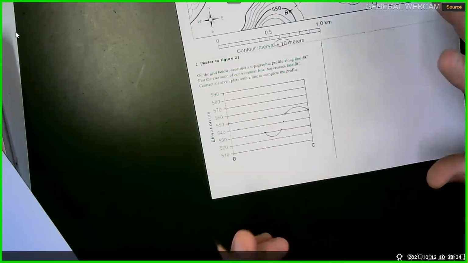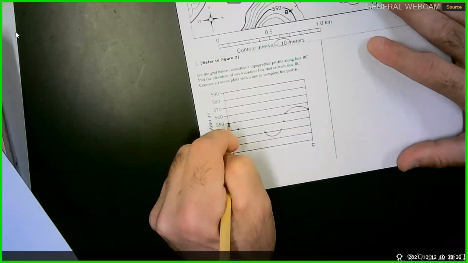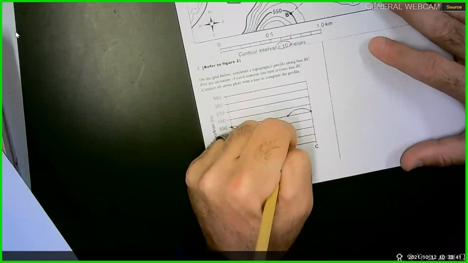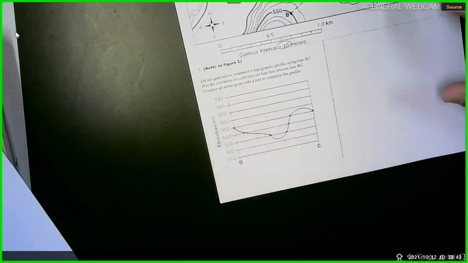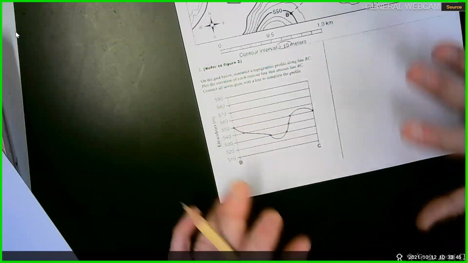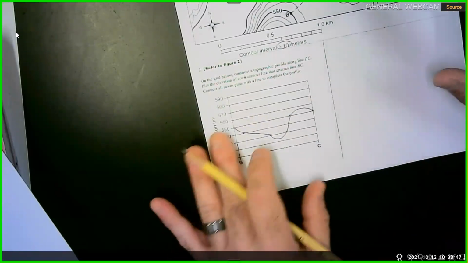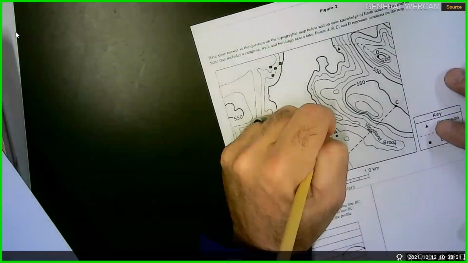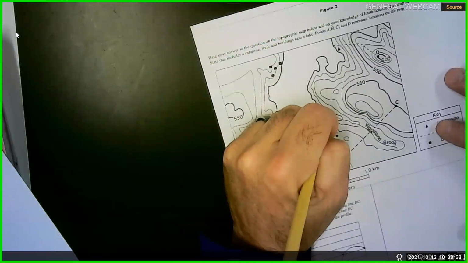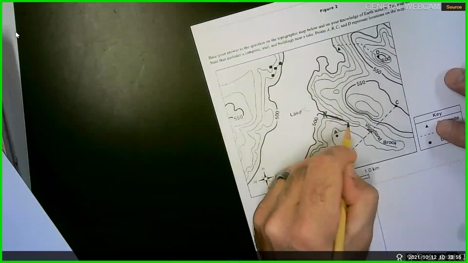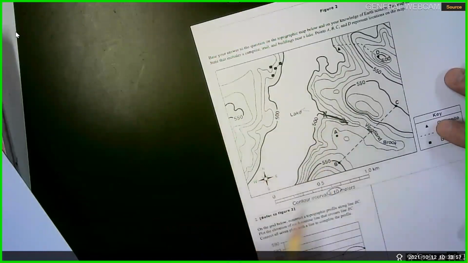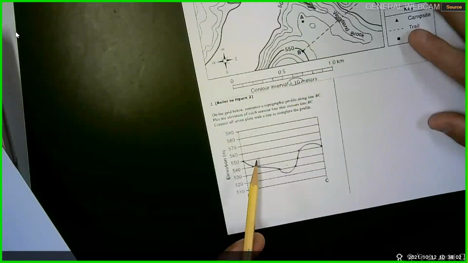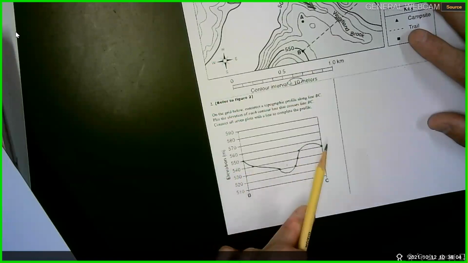Right? And then once you're done with that, once that's completed, then you can connect the rest of the lines with a loose line. And that's what your gradient, that's what your profile looks like. So if you were to stand down here, right, and look this way up the hill or up the stream, you would see what you see from B to C. It would look like that.